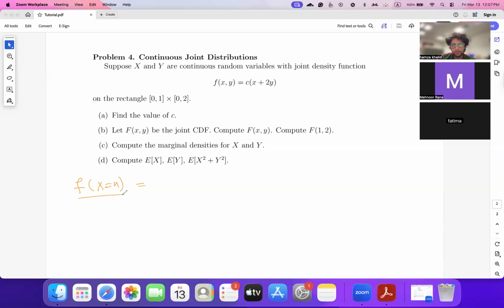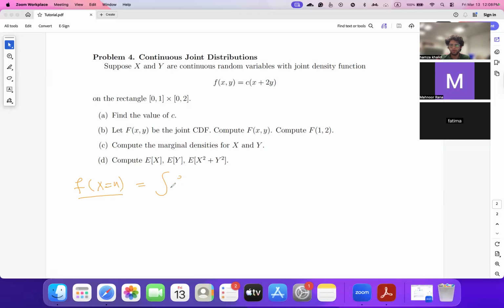So getting the individual probability density function from the joint probability density. How would you get that? You just integrate it with respect to the other variable. So you add all of those up, right? And then you're just left with the probability density function for just one variable.